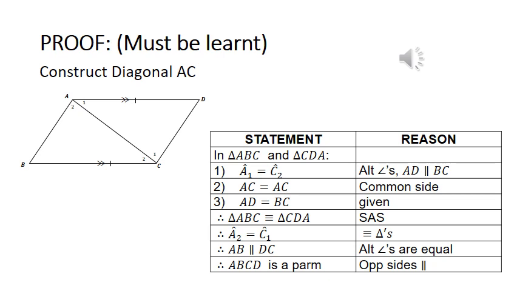Now, because those two triangles are congruent, it means that all three angles of the one triangle are equal to the corresponding angles of the other triangle, and all three sides of the one triangle are equal to the corresponding sides of the other triangle. So therefore, we can see that angle A2 is equal to angle C1 because of our congruent triangles. Also, we can see that angle B is equal to angle D because of our congruent triangles.